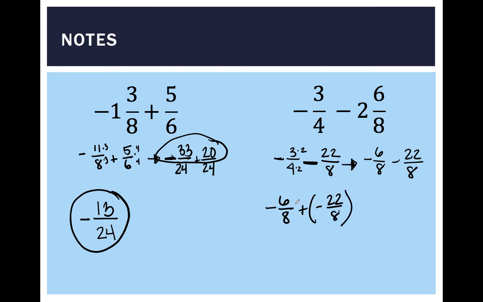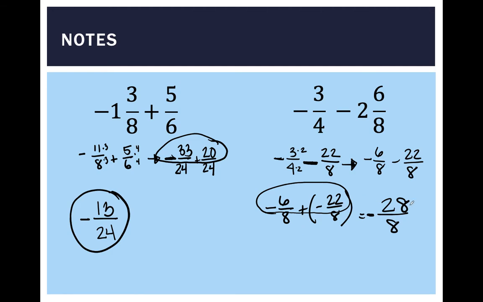Now we can use our same signs, add and keep the sign rule. So our denominator stays 8. Negative 6 plus negative 22 is really all we're looking at here. So now we know the denominator is going to be 8. We can almost just set it down over here and work on the numerators. We're going to add 6 and 22, which is 28. And since they're both negative, it stays negative.